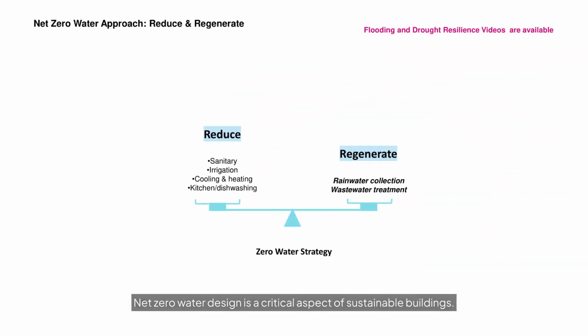Net zero water design is a critical aspect of sustainable buildings. This approach aligns with two principles in the framework we discussed in the previous zero design sessions. The goal is to balance water demand and supply through reduce and regenerate framework.